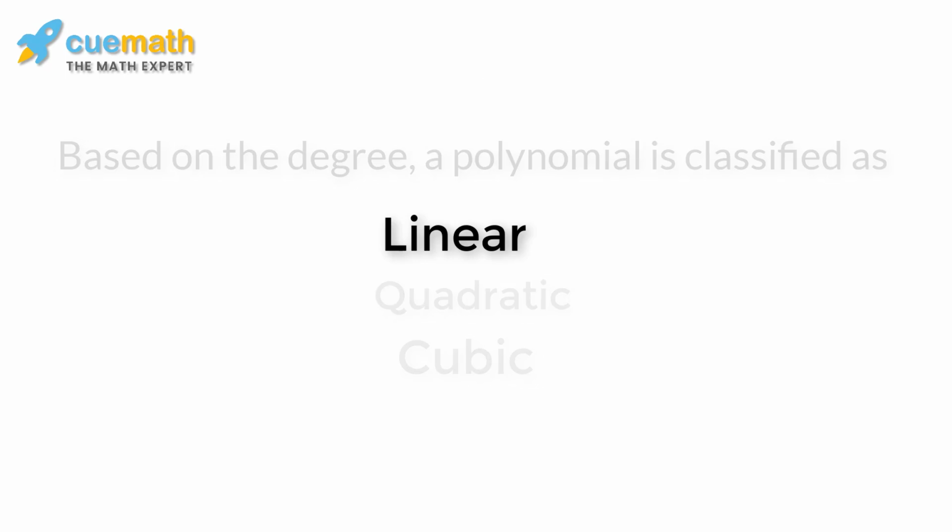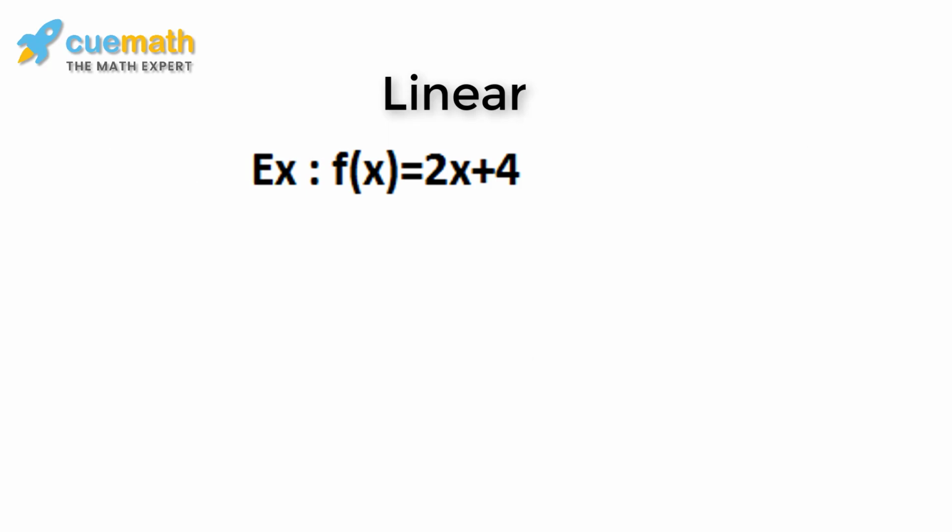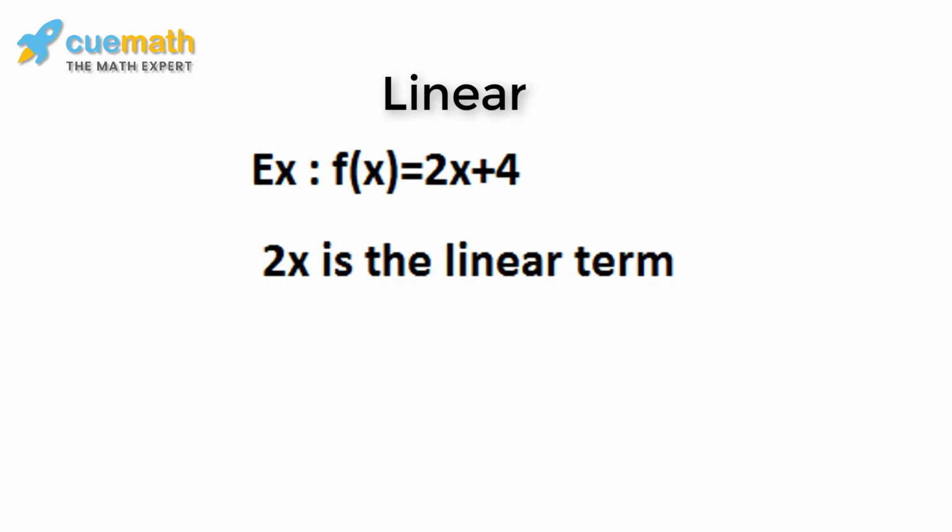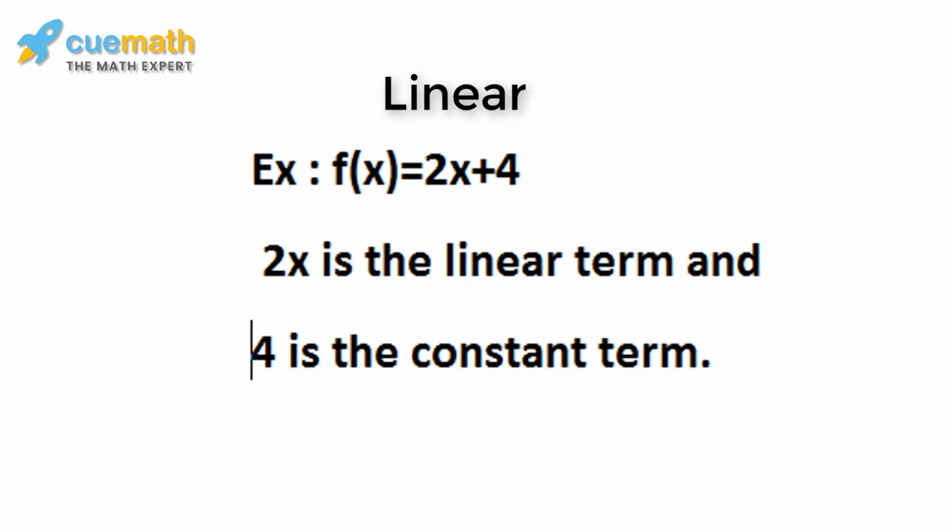For example, f of x equals 2x plus 4 is a linear polynomial where 2x is the linear part and 4 is the constant part. And in this polynomial, the highest power of the variable is 1. That is why it's called a linear polynomial.